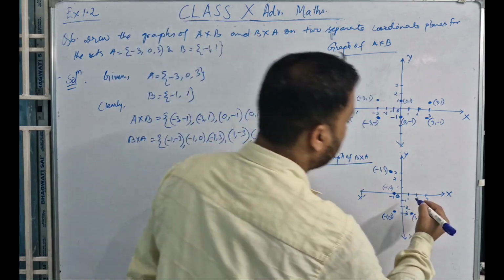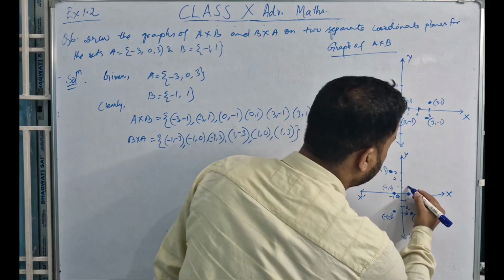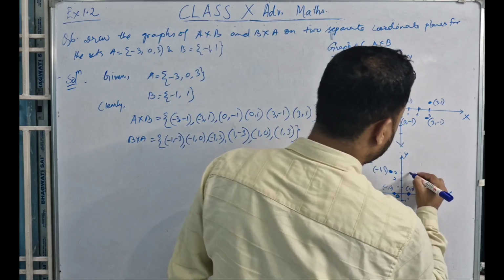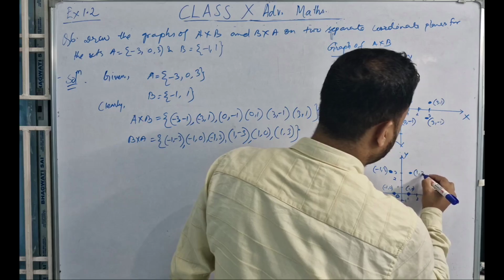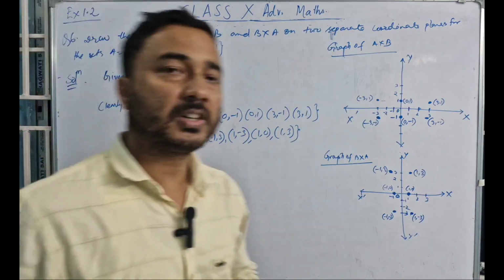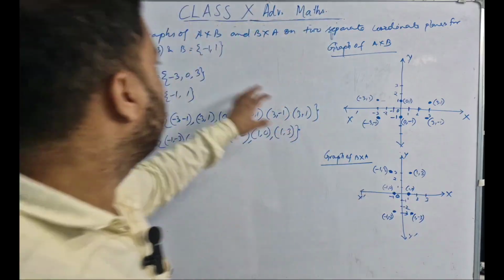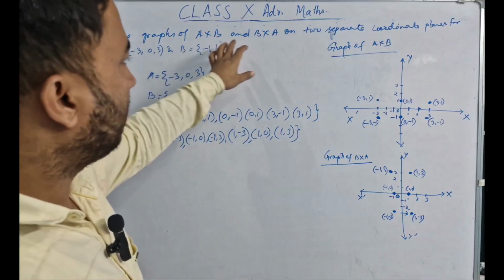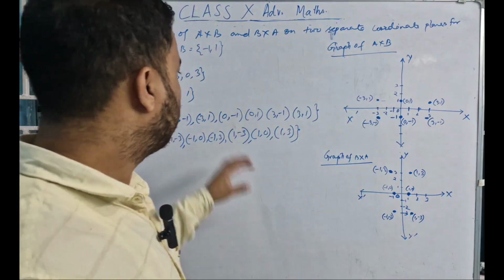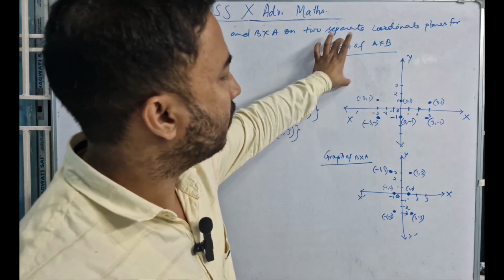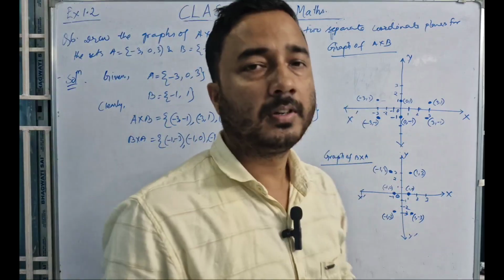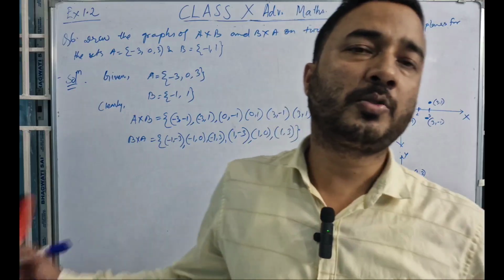Then you have 1, 0. This will be the point. 1, comma 0. Then 1, 3. 1, comma 3. So these dots are representing these ordered pairs, which are the elements of the set B cross A. Right? So in the question, we are asked to draw the graphs of A cross B and B cross A in two separate coordinate planes. Right? So this is the graph of A cross B and this is the graph of B cross A. So these are the two graphs for these two sets A cross B and B cross A.